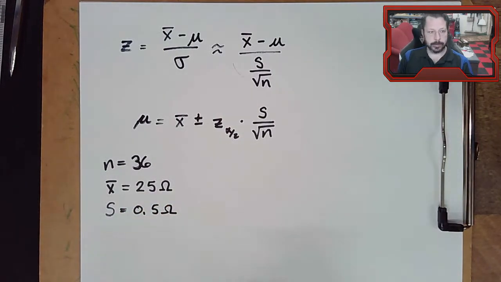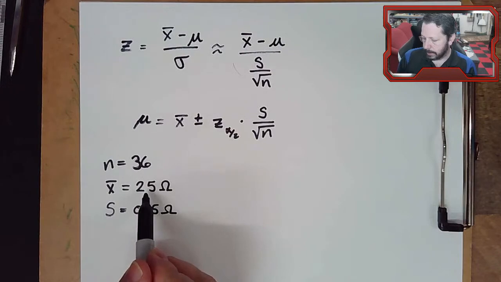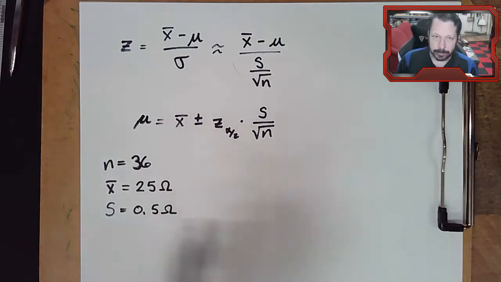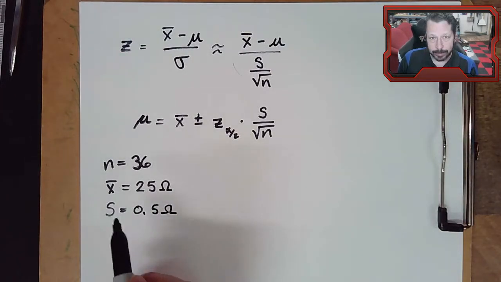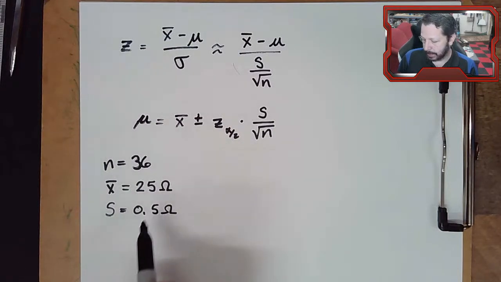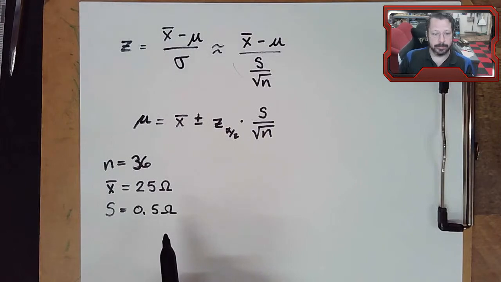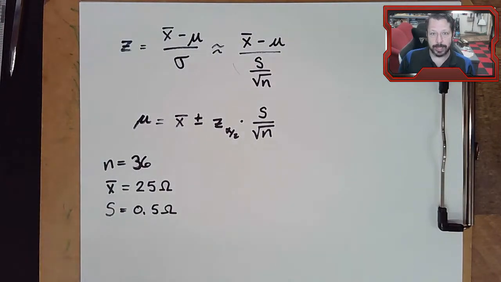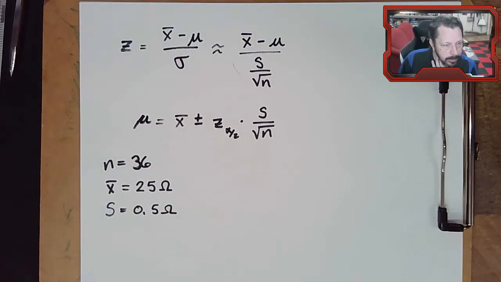ohms. So we randomly picked out 36 resistors, hooked them up to our multimeter, and wrote all that down. We're not going to write all that down, but when we wrote it down, we found out the average of all those measurements was 25 with a standard deviation of 0.5. So all of those are things we could calculate, assuming we had 36 actual data points.